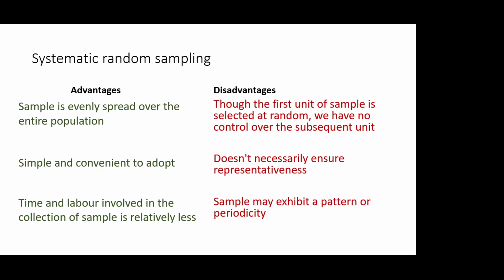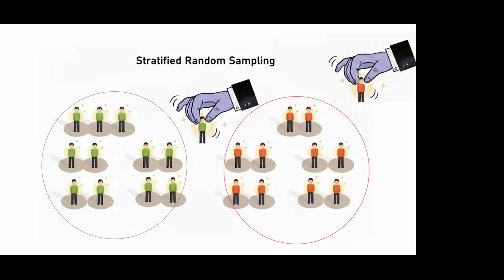The limitation is that, though the first unit is selected randomly, after that it is more or less controlled. It does not ensure representativeness, especially if the pattern is periodical. Let's say you're selecting every 15th house, and there is a scheme in which a water pipe is set at every 15th house. If you are testing for accessibility to water and you select every 15th house, you may get a biased sample. So if there is a pattern, it may bias your sample.